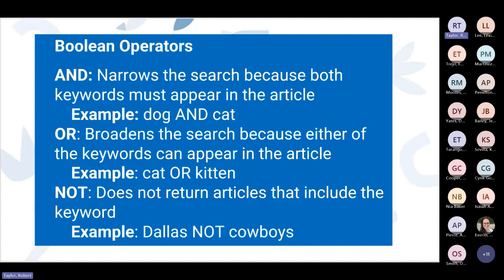But if you use the word or, if you search for cat or kitten, you're going to find articles that mention cat and or kitten. So it makes your search results much larger because you're looking for all those words. And of course, not: if you use Dallas not Cowboys, you'll be searching for the city, not the football team, or maybe the name. Dallas is a name.